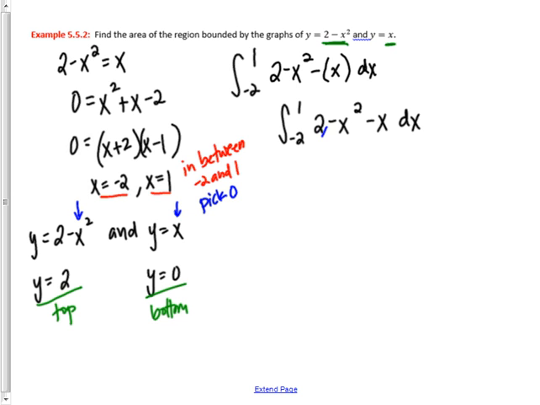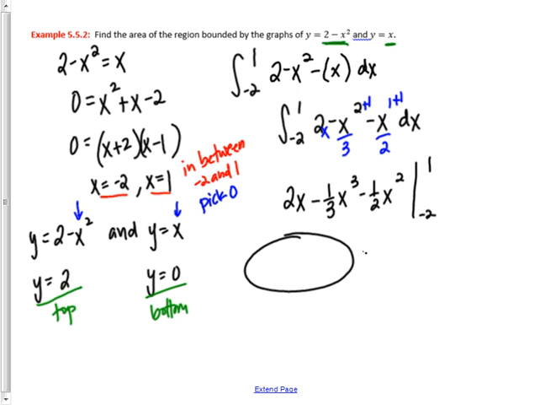Okay, so to integrate that 2, I just add an x, and here I'm adding 1 divided by 3, and here I'm adding 1 divided by 2. So I get 2x minus 1/3 x cubed minus 1/2 x squared, and I'm going to integrate it from -2 to 1. So again, I'd plug in a 1 and I'd plug in a -2. Alright, so again, I'm going to make sure I have it programmed in right: 2x minus 1/3 x cubed minus 1/2 x squared. Alright, so now I can do it.